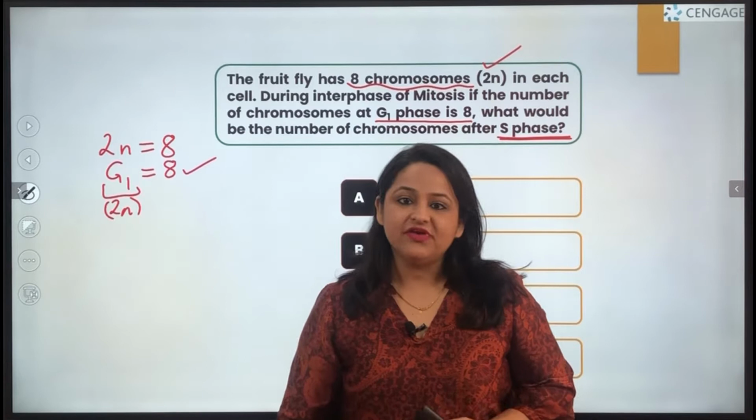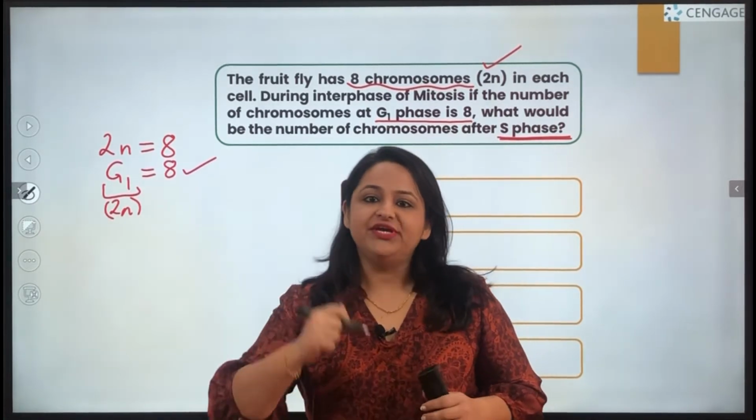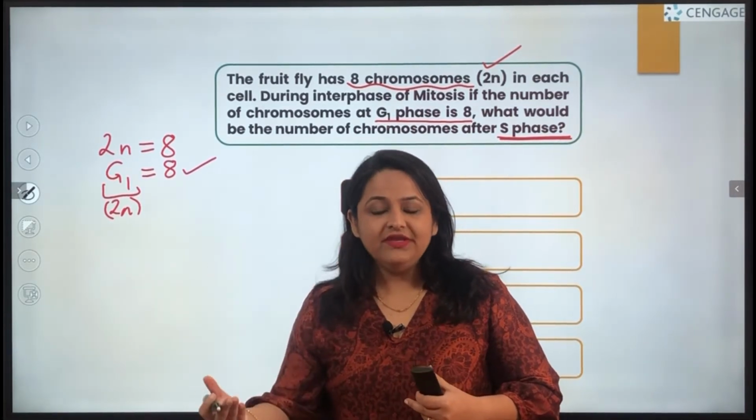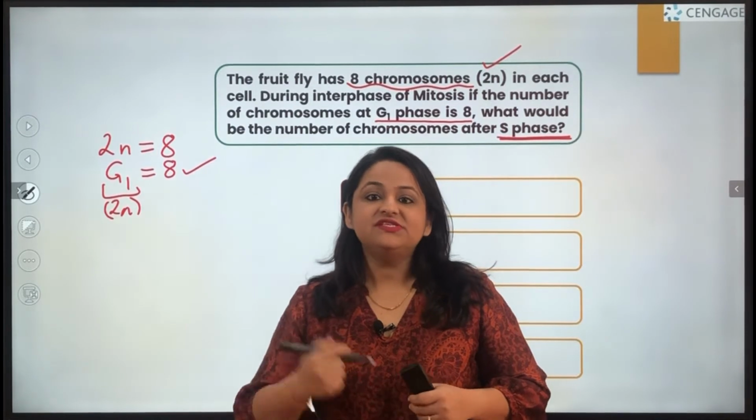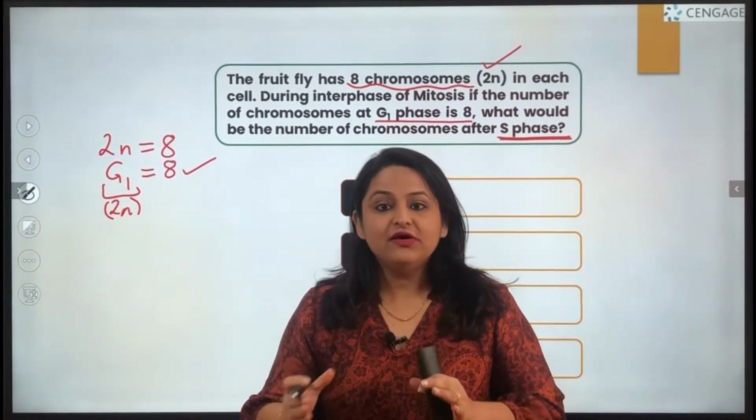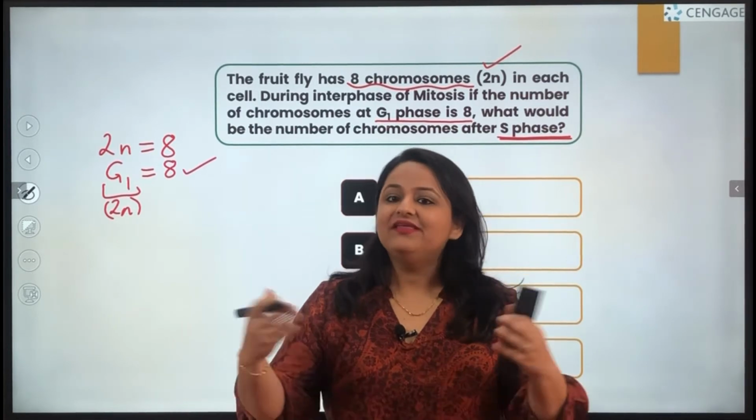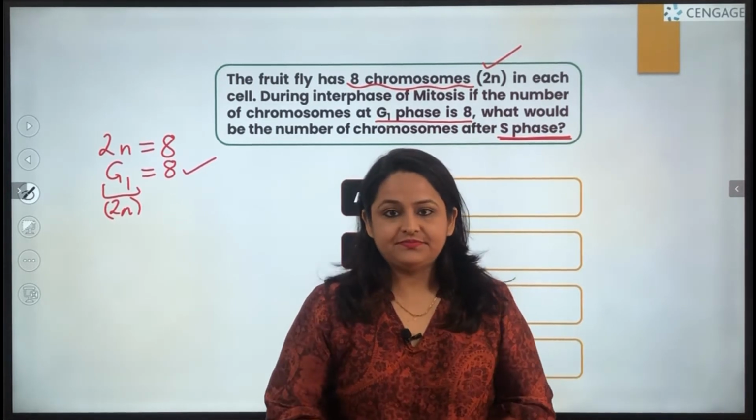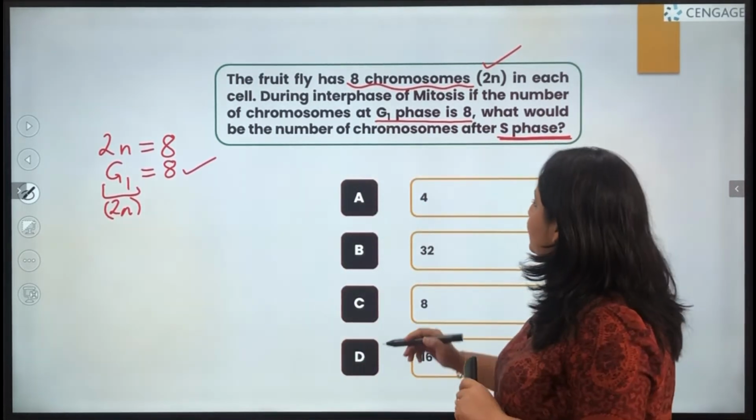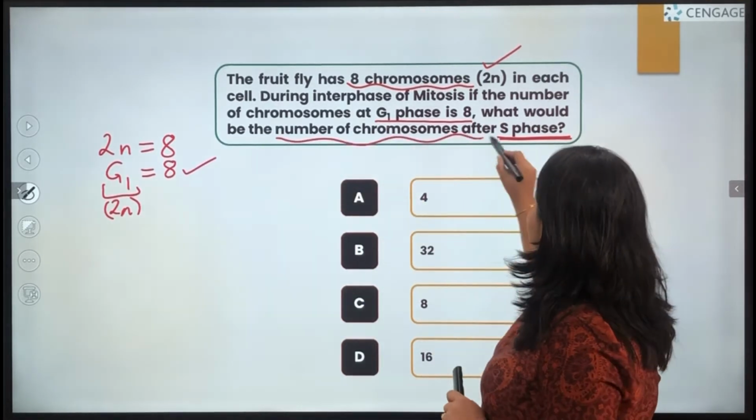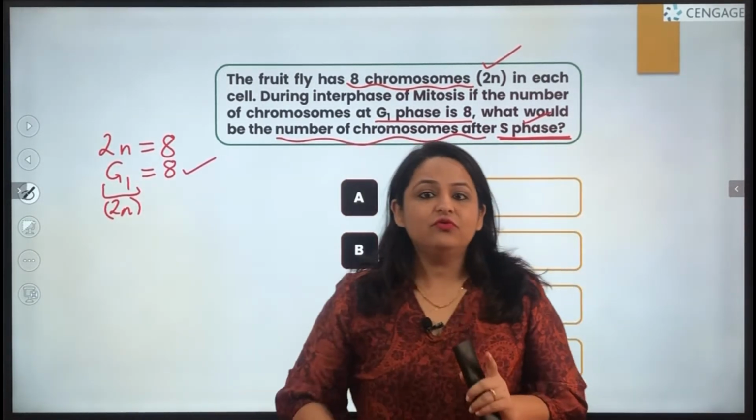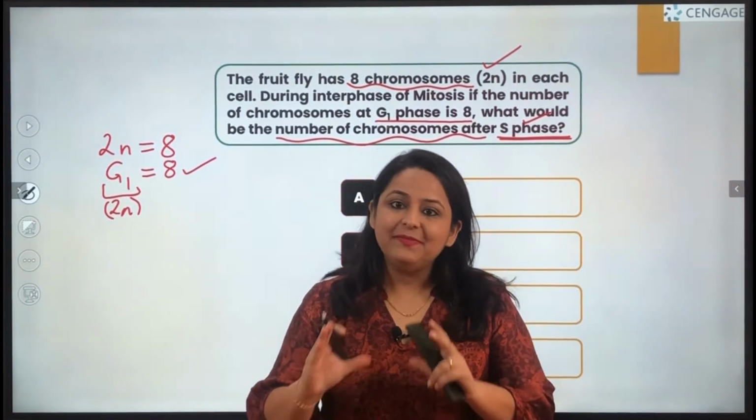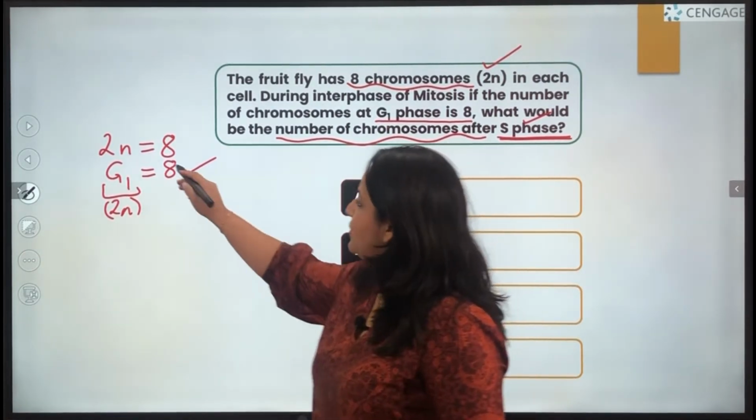Now, we know in the S phase, the doubling of genetic material takes place. That means the chromosomes undergo the doubling and there is the presence of sister chromatids. Obviously, the chromosomes during the S phase are in the relaxed state, that is as a chromatin reticulum. So, what they are asking over here is, what is the number of chromosomes after the S phase? The number of chromosomes after the S phase, after the G1 phase, G2 phase, remains the same, that is the same diploid number.